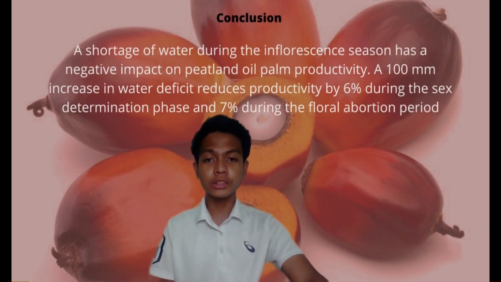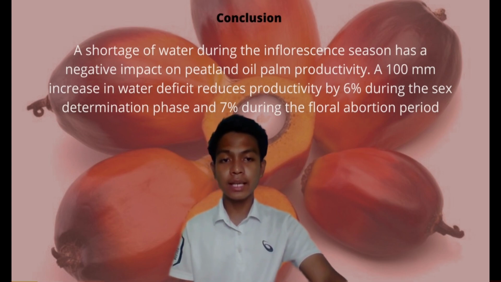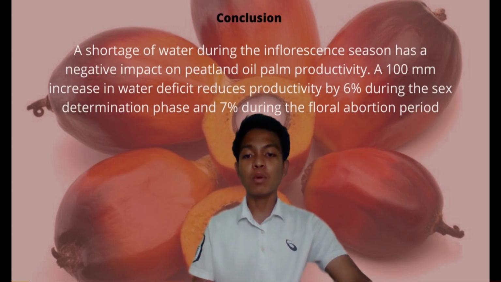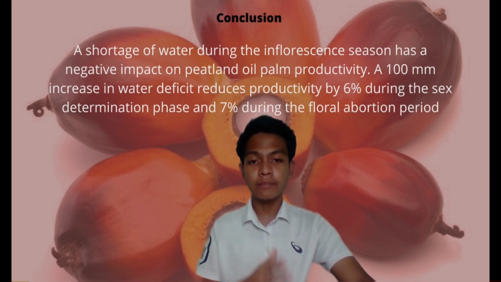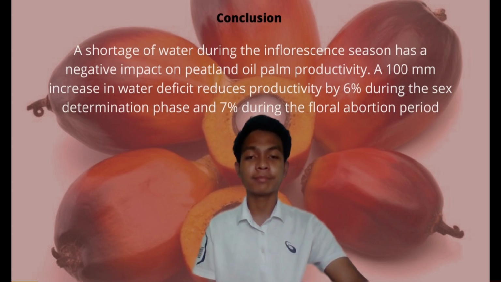Lastly is the conclusion for oil palm. A shortage of water during the inflorescence season has a negative impact on peatland oil palm productivity. A 100 mm increase in the water deficit reduced the productivity by 6% during the sex determination phase and 7% during the floral abortion period.